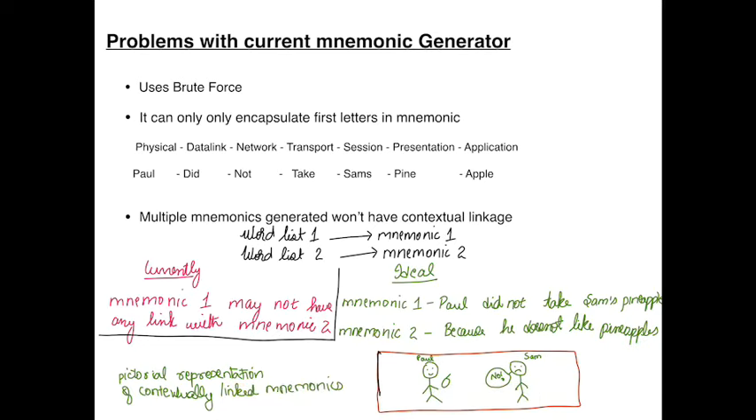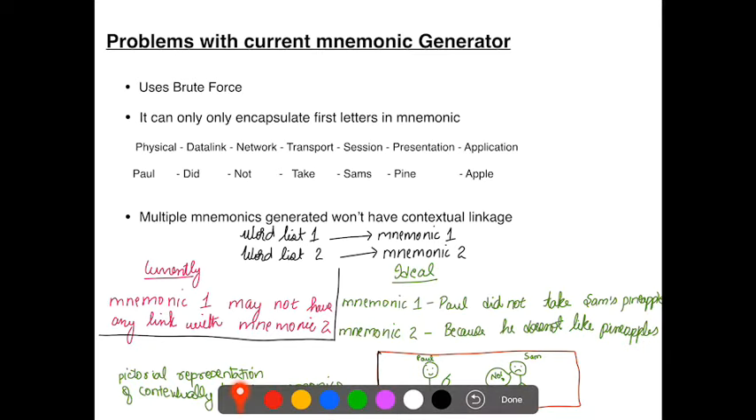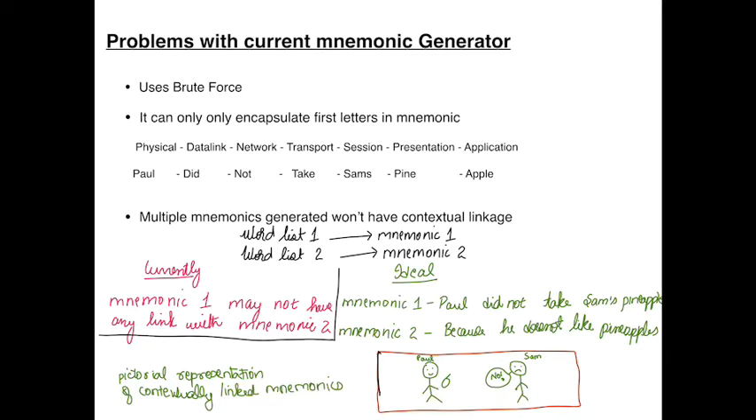And we can go one step ahead and build a pictorial representation of these mnemonics. See, in this image, Paul is offering a pineapple, but Sam is saying no. Remembering this image will help us remember the mnemonics better.